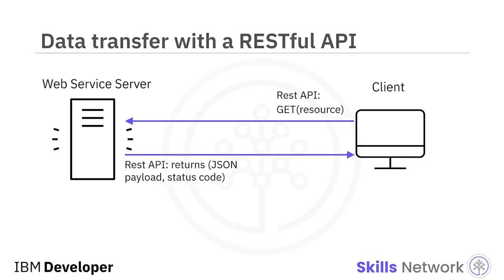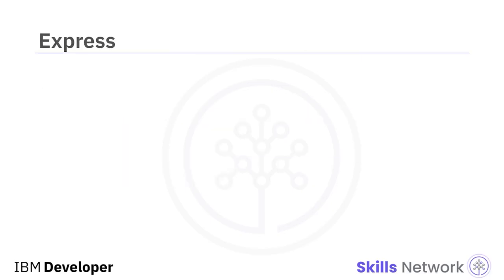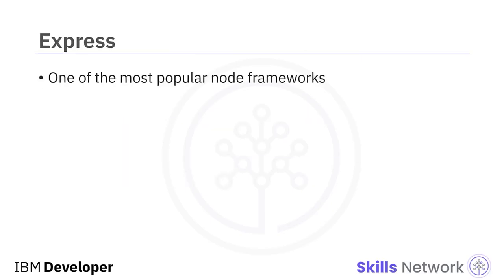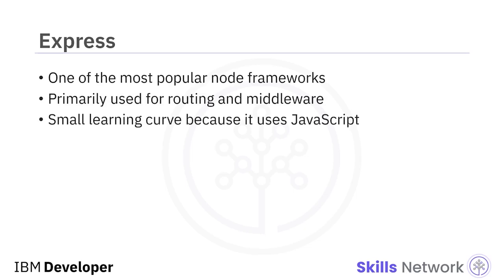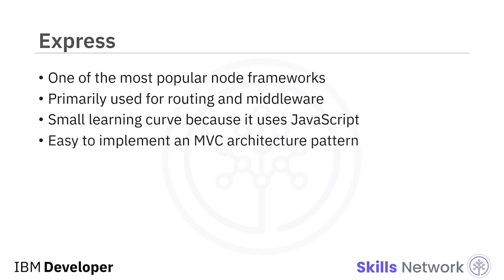So now that we've discussed a couple of ways to structure the back-end code, let's dig deeper and discuss some of the popular frameworks themselves. Express.js, aka Express, is one of the most popular Node web frameworks. It is used for routing and middleware. Its straightforward coding using JavaScript means there is a fairly small learning curve. It is easy to implement an MVC architecture pattern with Express. It provides debugging mechanisms to help easily pinpoint the errors in the application.